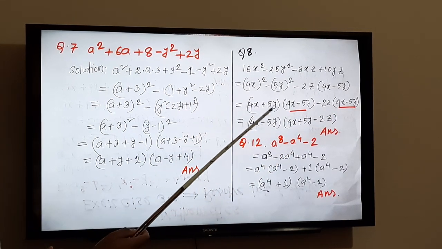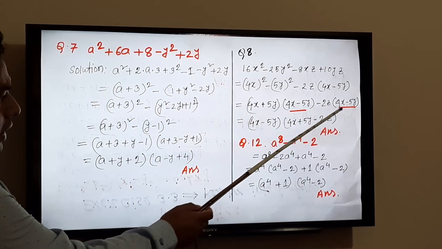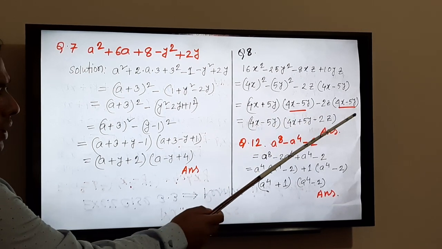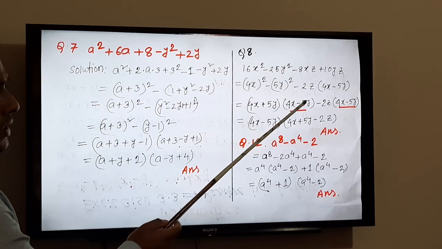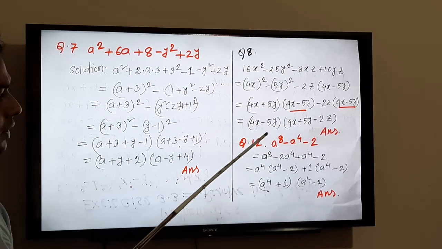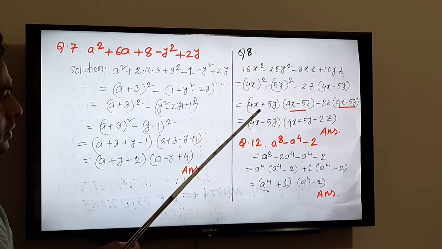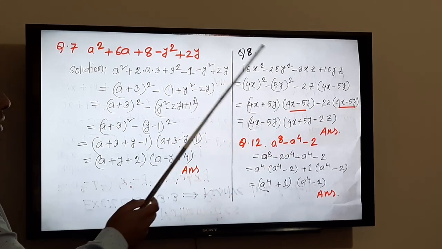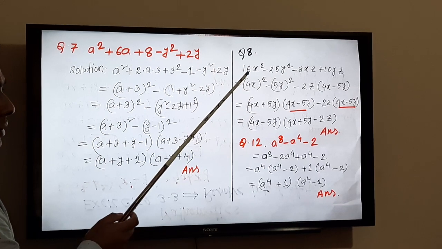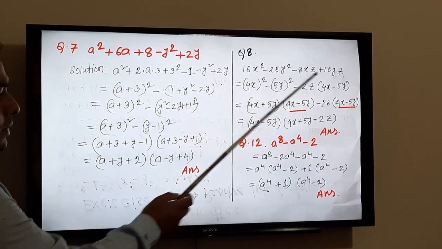Now in these lines 4x − 5y, we can take this term as a common, 4x − 5y. Then the remaining term is 4x + 5y − 2z. This is our answer of this expression. This is the factorized form of this expression.